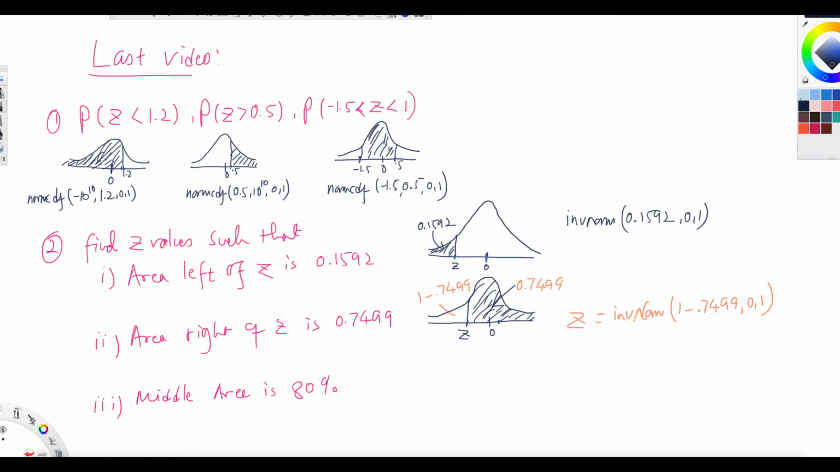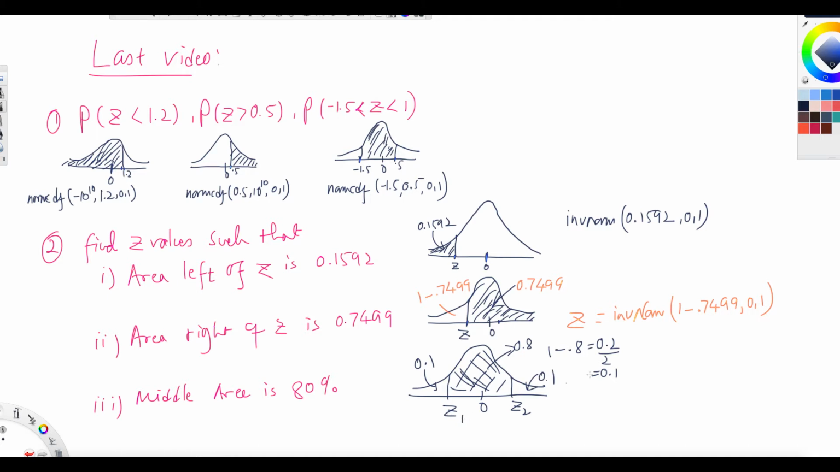And the last one is middle area is 80%. So if the middle area is 80%, the mean is 0 here, and you will have to find two G values, G1 and G2. The middle area is 80%, 0.8. What is the outside area? Outside area is 1 minus 0.8, which is 0.2. So the total of the outside non-shaded part is 20%. Half of that is 0.1. That means this is 0.1 and that part is also 0.1.